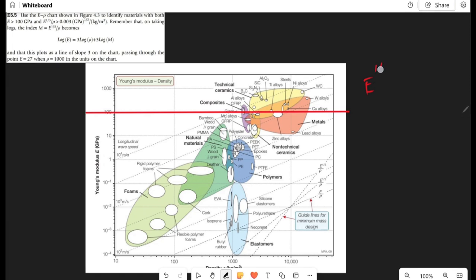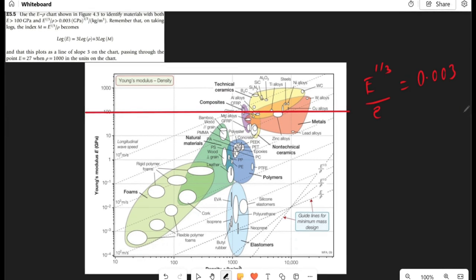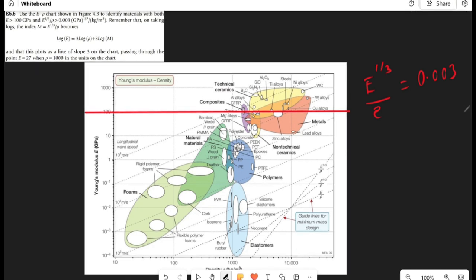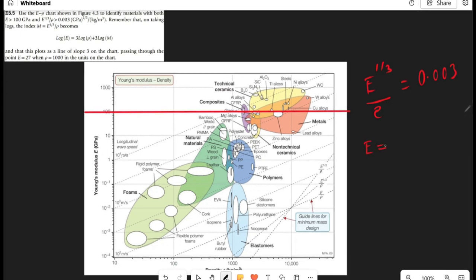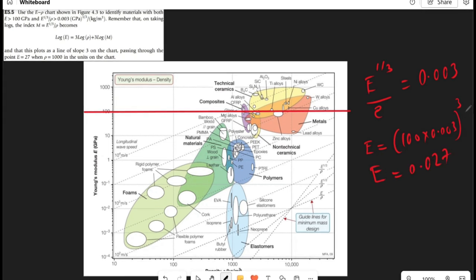Then we are looking for the relationship of E raised to the power 1 over 3 divided by density equals 0.003. That's what we are looking for. First, we can use 2 points to draw our curve. At density of 100, E will be equal to 100 times 0.003 all raised to power 3. Then our E will be equal to 0.027. So that's the first one.